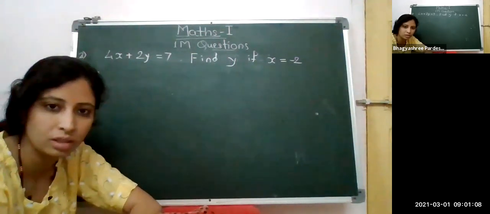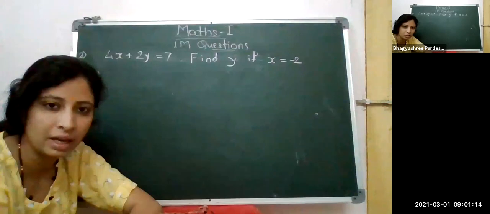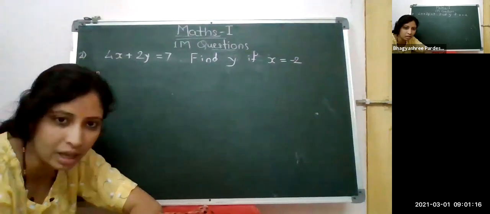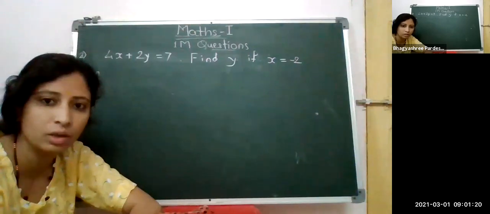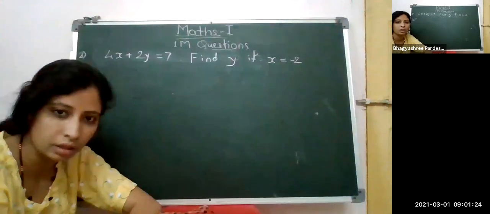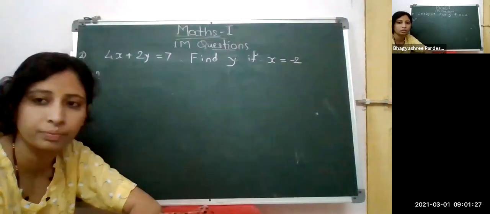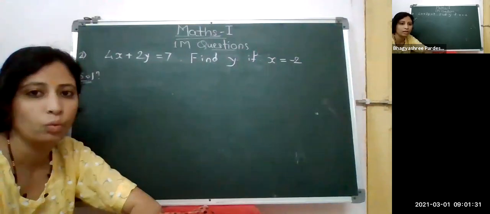Who is going to answer this? Yes, Saiba Sheikh or anyone else? How to do this? Who will answer this one? Yes, again Naveen only. Substitute the value, Naveen. x is equal to minus 2. Where do we have to substitute this value?